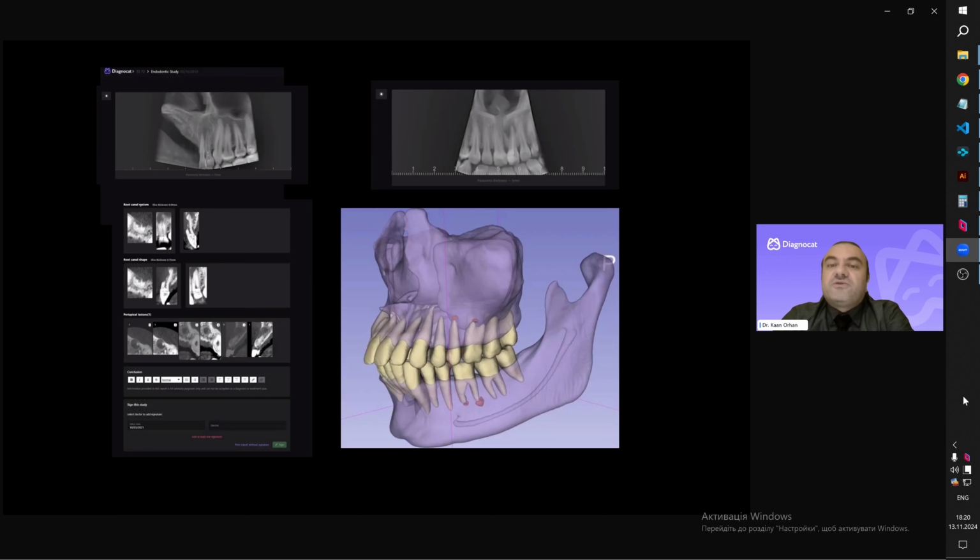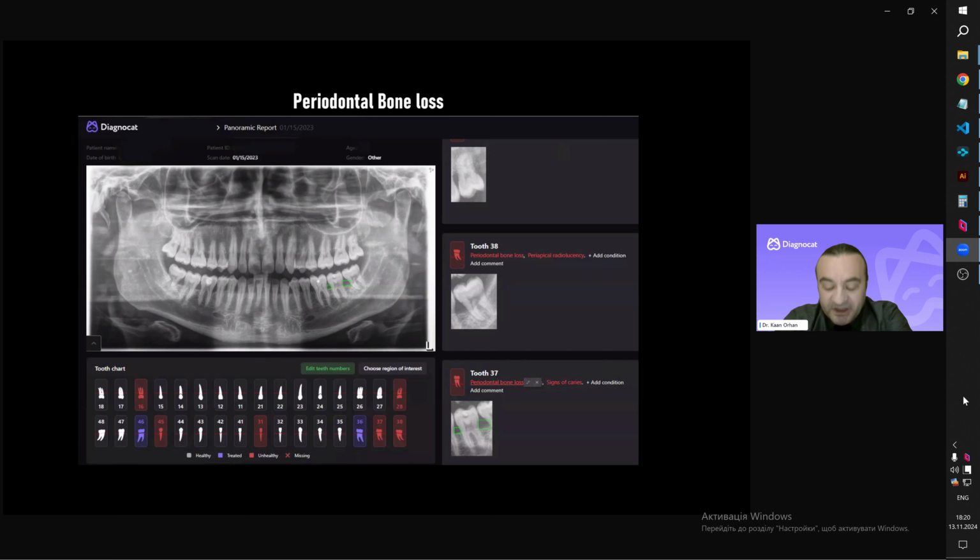Not just for the dentist, but the patients can start to understand the pathology and also the treatment. So another capability that DiagnoCat can do is to detect periodontal bone loss. To detect periodontal bone loss in 2D fashion is quite challenging, though.